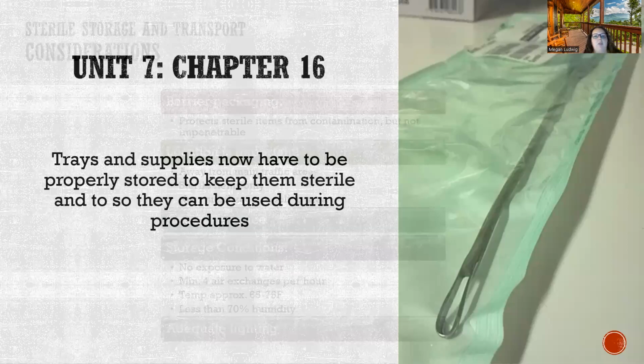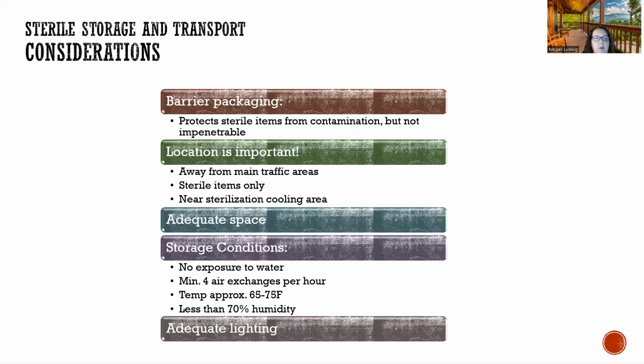So here are some of the considerations you need to have when we're talking about sterile storage areas and even transportation of those items, let's say to the OR. The first one, the barrier packaging. The packaging has to protect the item from contamination, but not be impenetrable, so not impenetrable to, let's say, steam for the steam sterilization process.